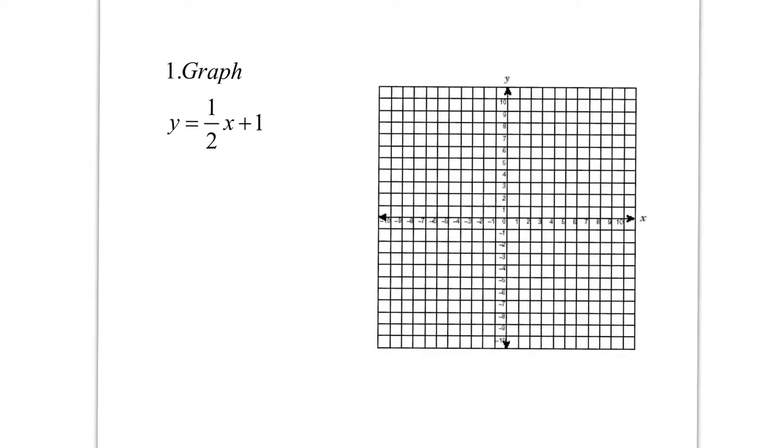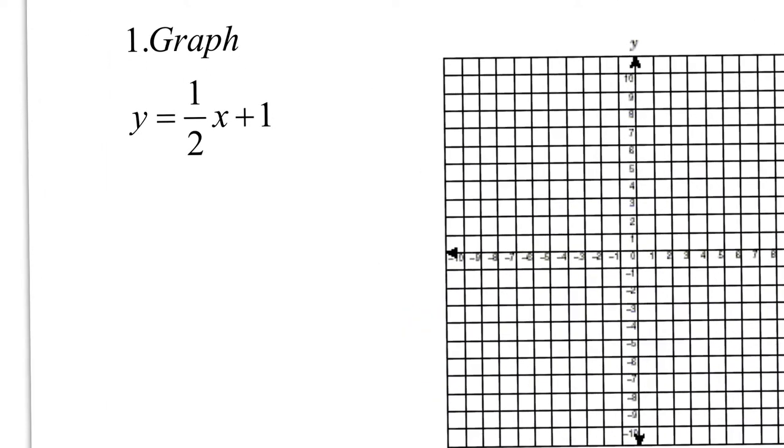So look at the first example here. y equals 1/2 x plus 1. We want to graph it. First, we have y by itself, so that's good. My slope, I'm going to write down m here, is the number with the x. 1/2 is going to be my slope. The number on the top is my rise, and the number on the bottom is my run.